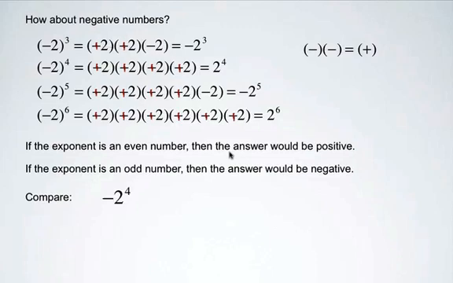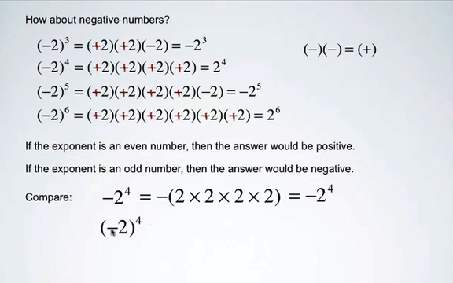Compare. Negative 2 to the 4 is equal to negative, in brackets, 2 times 2 times 2 times 2. So it's negative 2 to the 4. So this 4 is attached to the 2, but not to the negative. First, we do what's in the brackets, then we attach the negative.